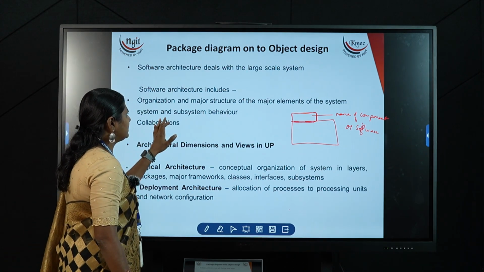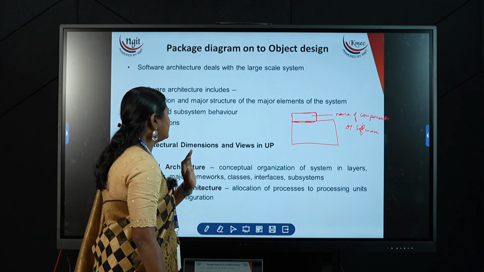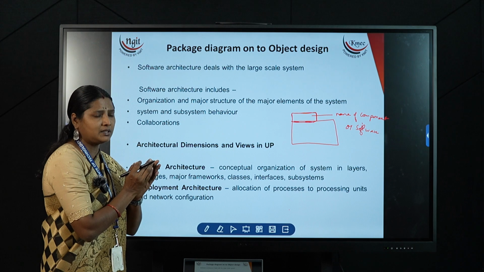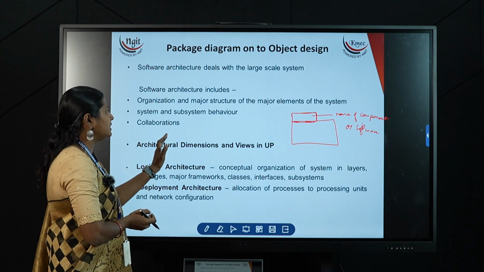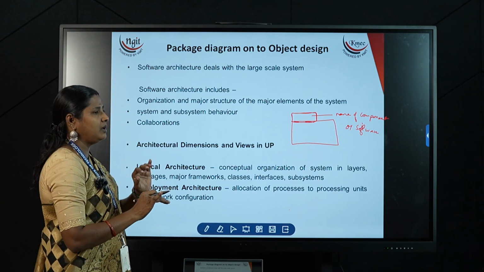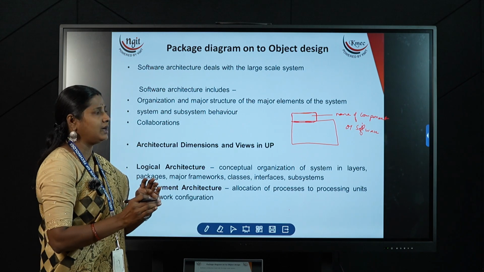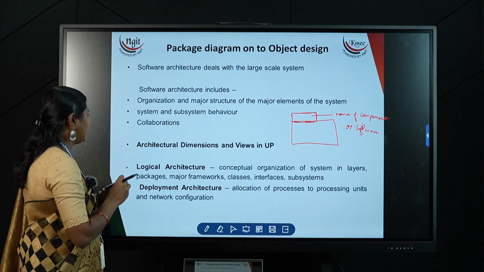So this software architecture includes the organization and major structure of the major elements of your system. Here the word system is nothing but our software. Before developing this software, this design will represent what are the major structures and major elements that are involved in it. It may be logical or software related elements, and how they are going to collaborate and how internal connections can be made.